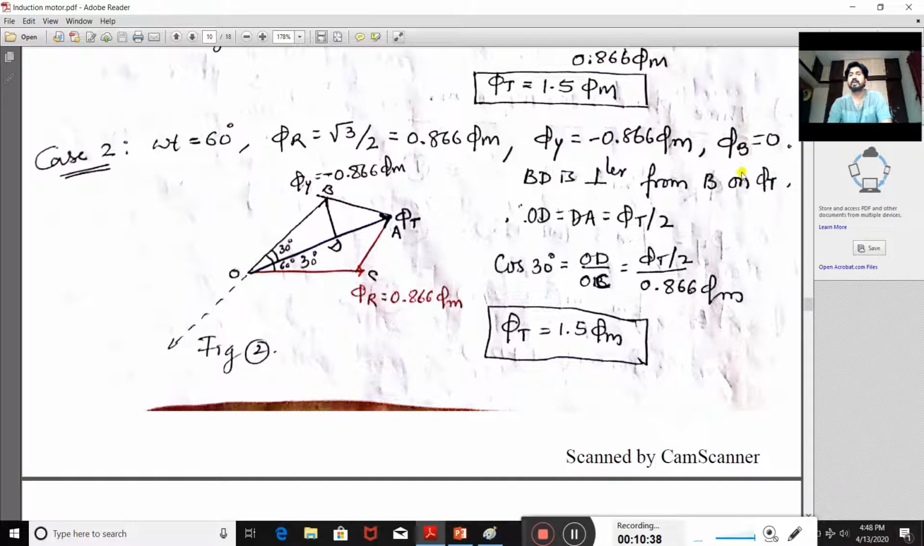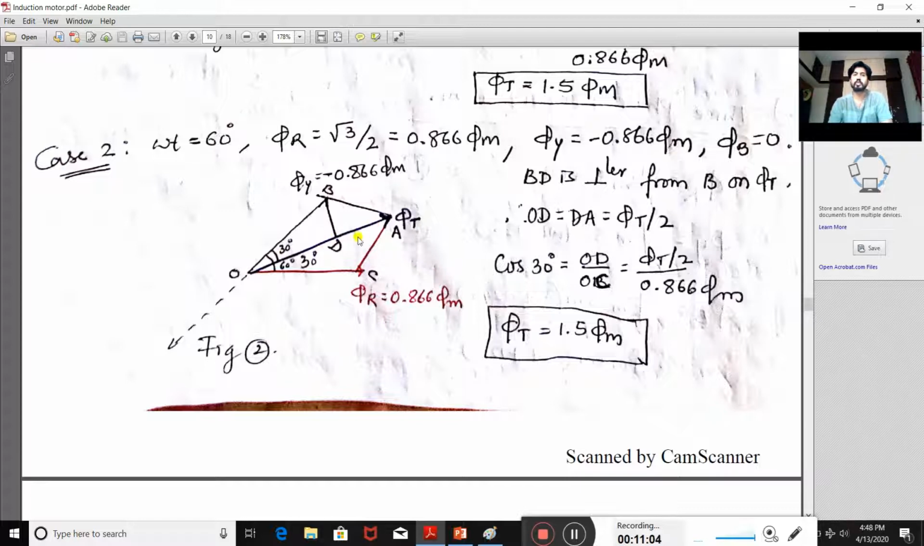So flux phi b becomes 0, and there are two fluxes existing, and I want to determine the resultant flux or total flux, and that can be obtained with the help of addition of these flux phasors. Now when you add this, then I will get this total flux. Here I have drawn a bisector from B to D on the phi t.